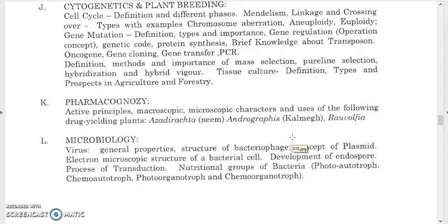Now pharmacognosy. Here you study the active principle, microscopic characteristics and use of the following drug-yielding plants, like neem, kalmegh, Rauwolfia serpentina. These are different plants that are economically important, or medicinal plants you have to study.